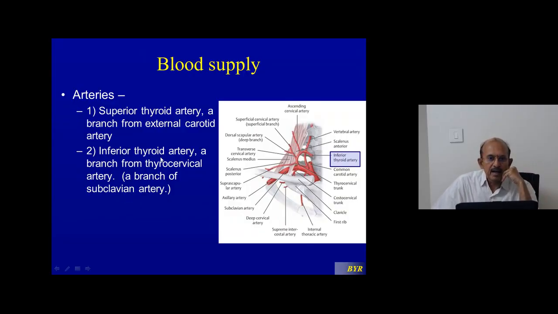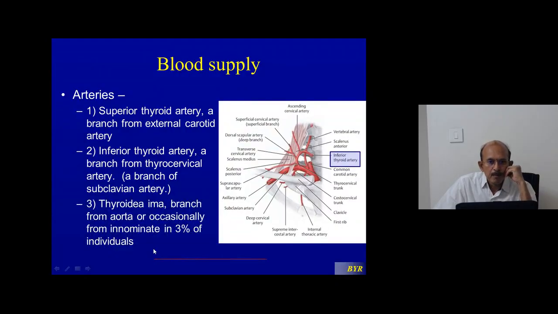So the inferior thyroid artery, a branch of the thyrocervical trunk, supplies the major blood supply to the thyroid gland. The thyroidea ima is a branch from the aorta or occasionally from the innominate artery, present in only 3% of individuals.